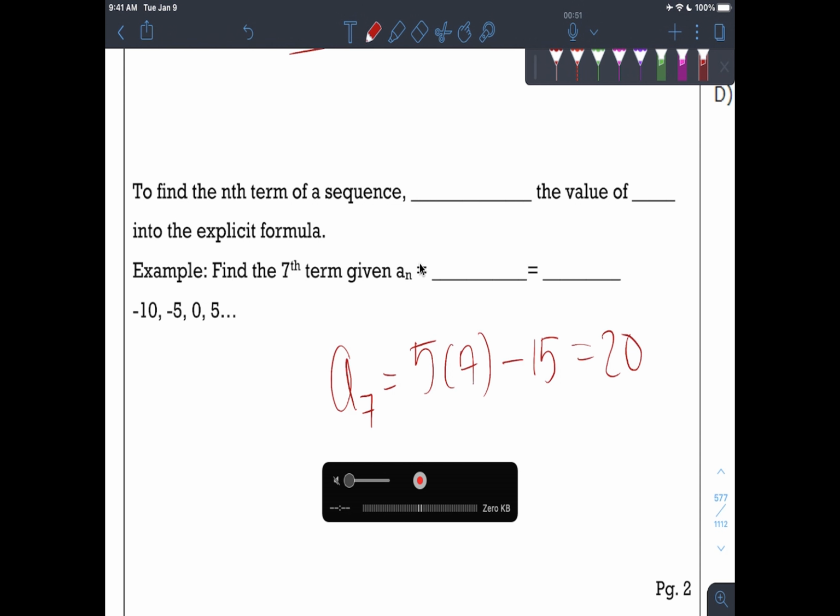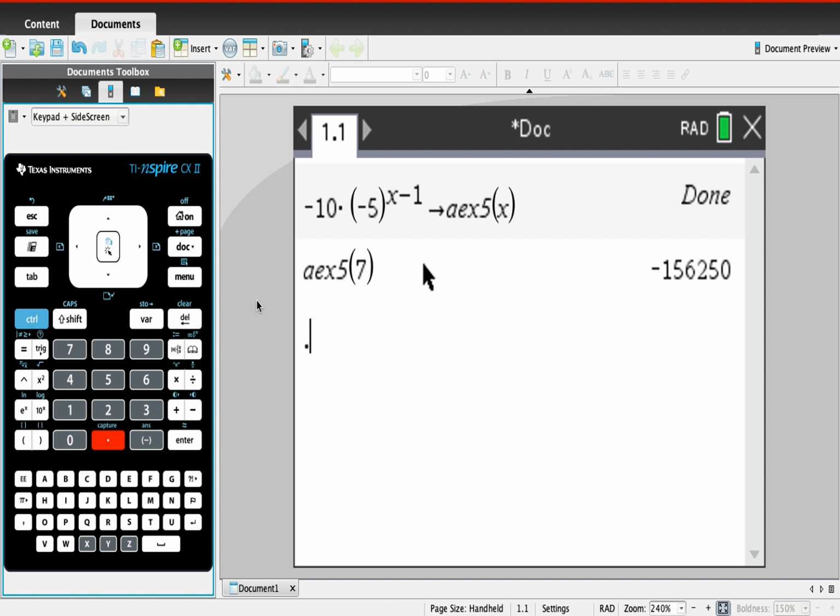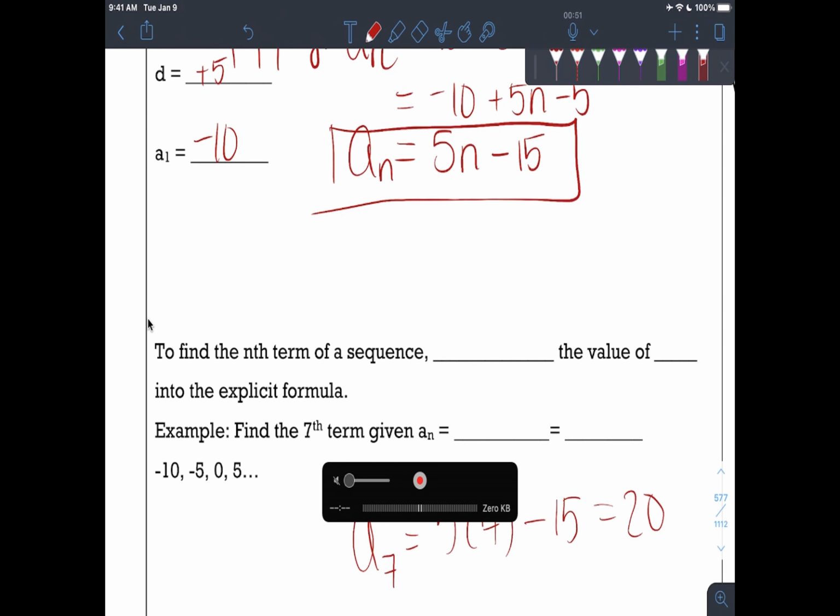Let us verify that utilizing my calculator. So I'm going to say 5x minus 15, and I'm going to store that as example 6 of x. And then I'm going to ask it, hey, what is the seventh term? And it's going to tell me 20. Exactly the same thing that I got earlier. Okay. So let us continue.